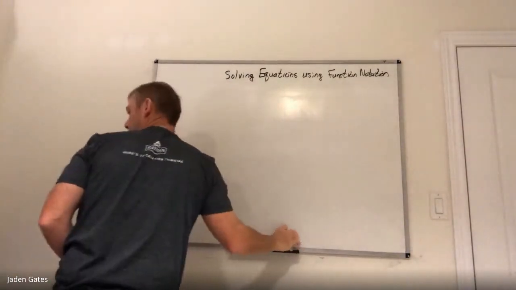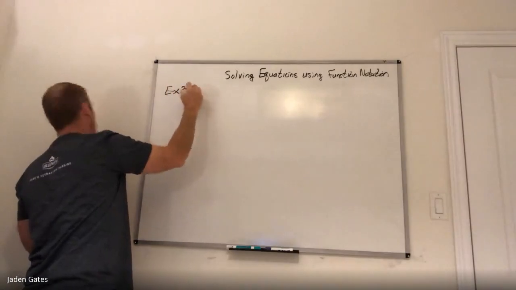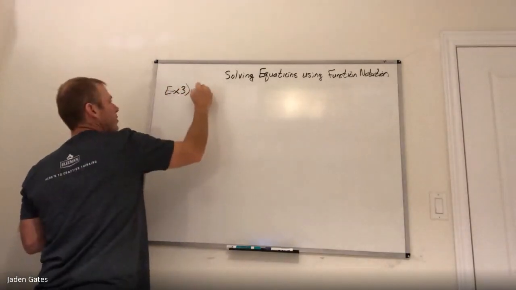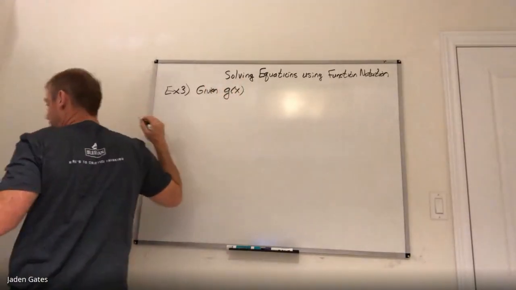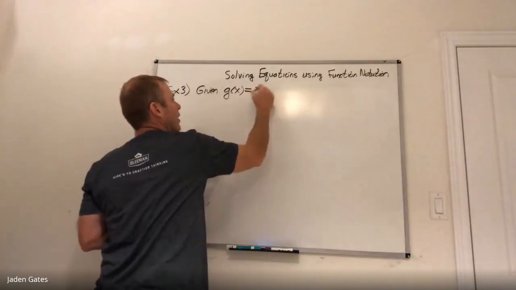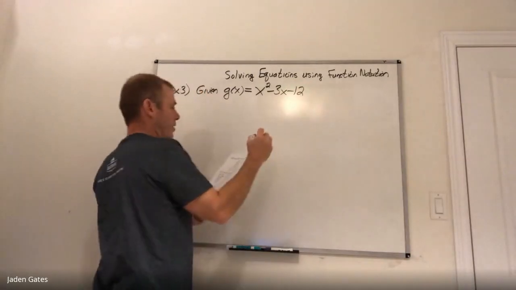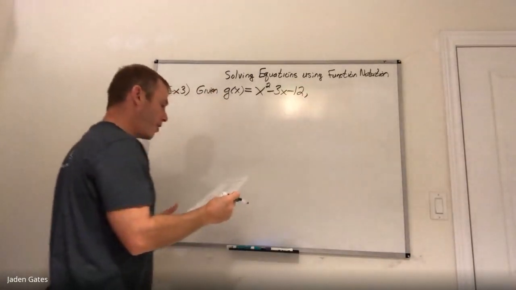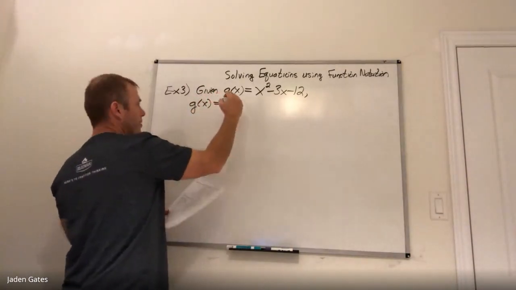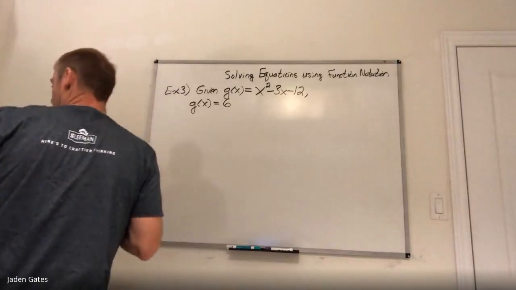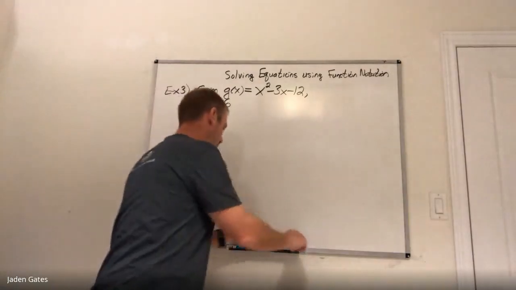All right, example 3. Another function. This time, this one's called g of x. Given g of x equals x squared minus 3x minus 12. What value of x makes g of x equal to 6? All right, so again, it looks like we got ourselves a quadratic here. So yeah, try that little factoring again.